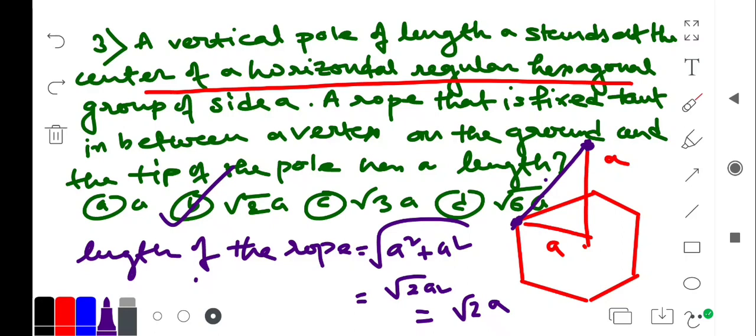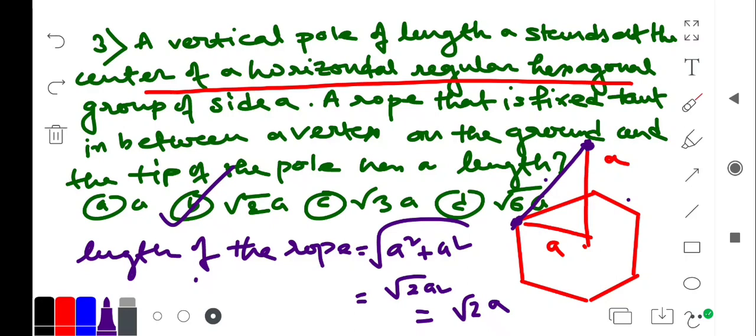Okay. So a vertical pole of length A stands at the center of a horizontal regular hexagonal group of side A. A rope that is fixed taut between A's vertex on the ground and the tip of the pole has a length. So first we have to use the vertical pole length, that is centered at some height, that is the length is A, and from center to one side of the hexagonal ring, this is A. So now we have to find out the length between the ground and the top of the pole.